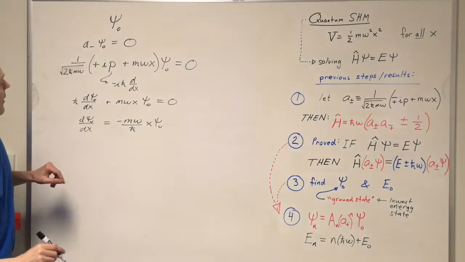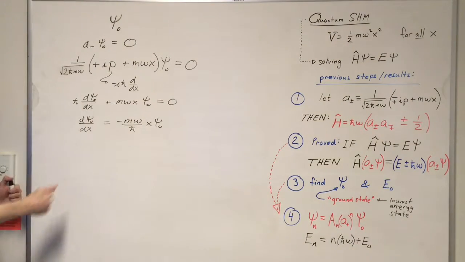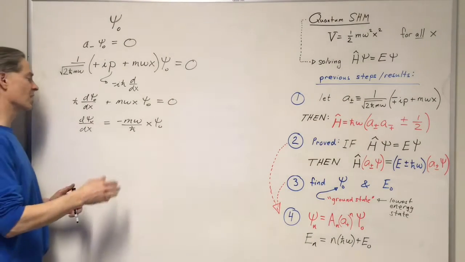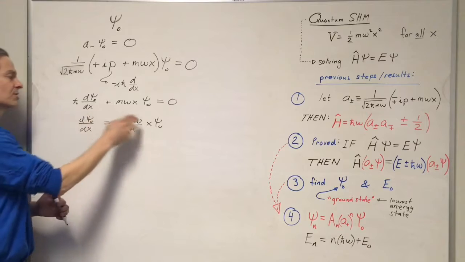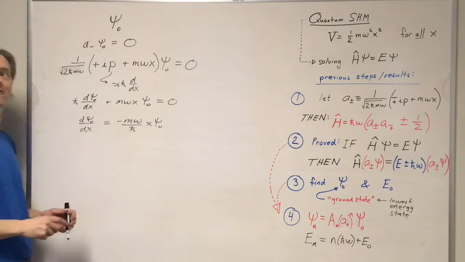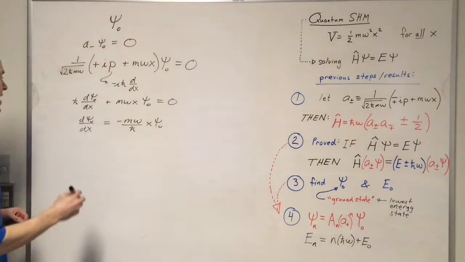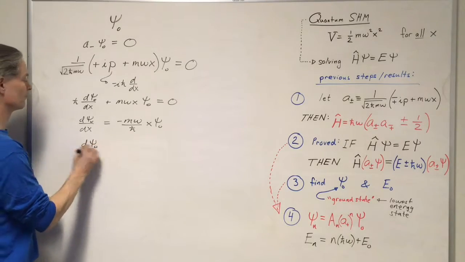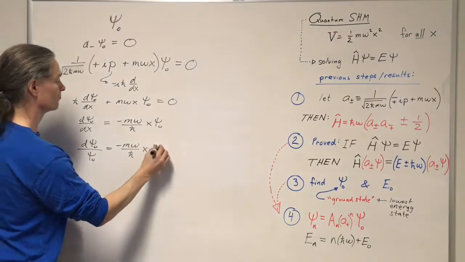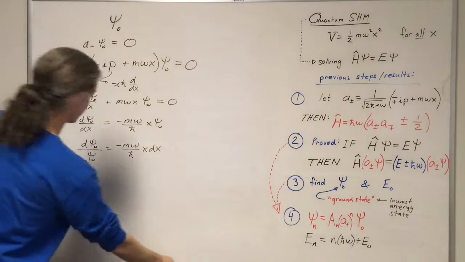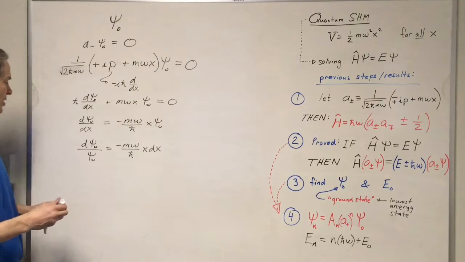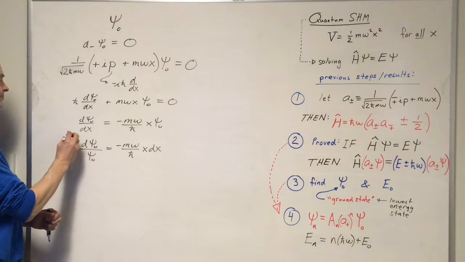All right, now what we can do, we've got a first order differential equation. We can solve this by getting all the psi sub 0 stuff together and all the x stuff together. So let's do that. This is something that we know how to integrate. So we'll just integrate both sides.